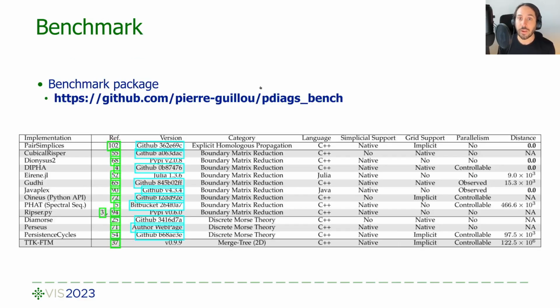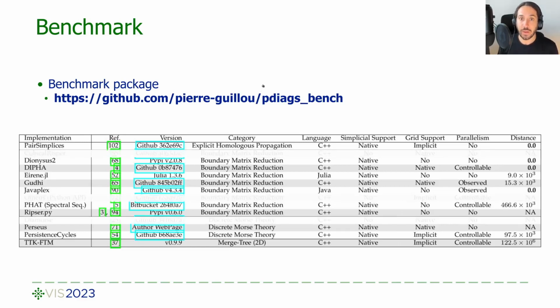So to evaluate our algorithm, we designed a reproducible benchmark available at this address. And that benchmark downloads data from a public repository and compares the runtimes and outputs of a selection of implementations. So to guarantee unbiased comparisons, we focused mostly on these implementations which natively supported simplicial complexes. And we first tried to evaluate the practical correctness of our implementation.